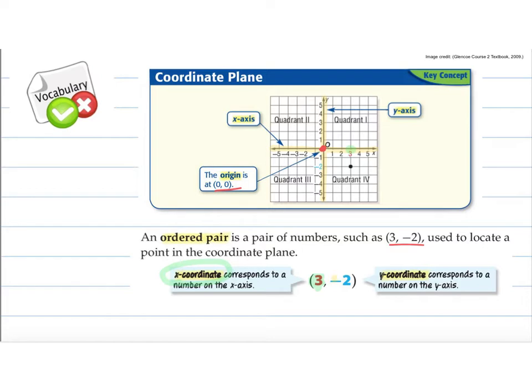The -2, that is our y-coordinate. It corresponds to the number on the y-axis. So we would find where -2 is here on the y-axis. And then we could find where those points meet, and that's how we would plot a point. But we'll get more into plotting in a little bit.